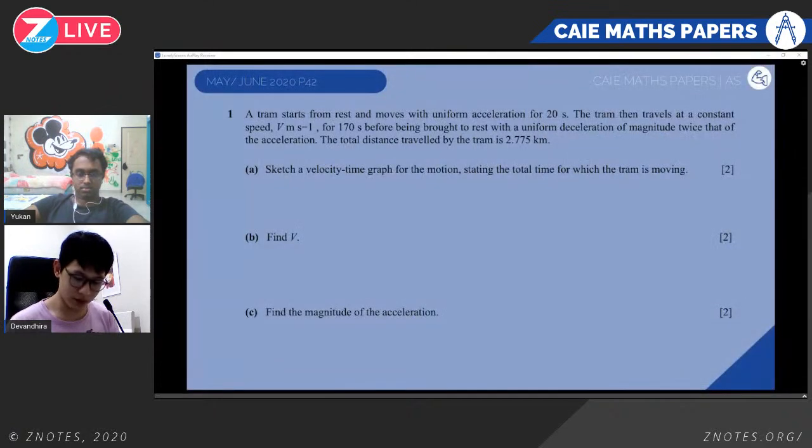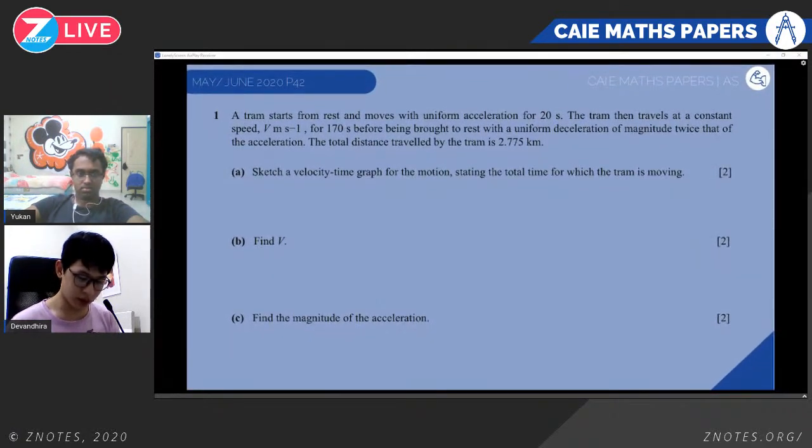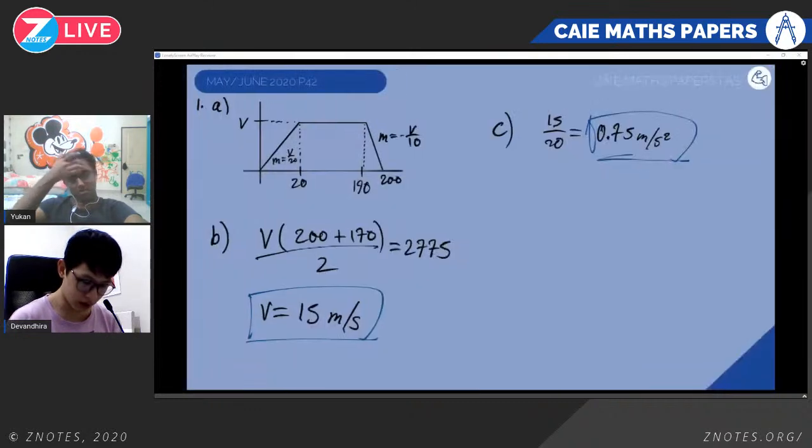Right. So first question. Let's read. The tram starts from rest and moves with uniform acceleration for 20 seconds. The tram then travels at a constant speed, v meters per second, we don't know what that v is, for 170 seconds before being brought to rest with a uniform deceleration of magnitude twice that of the acceleration. The total distance traveled by the tram is 2.775 kilometers. For A, sketch the velocity time graph for the motion, stating the total time for which the tram is moving. B, find v, the value of that constant speed, and C, find the magnitude of the acceleration. So let's move on to the next slide and see how we do it.